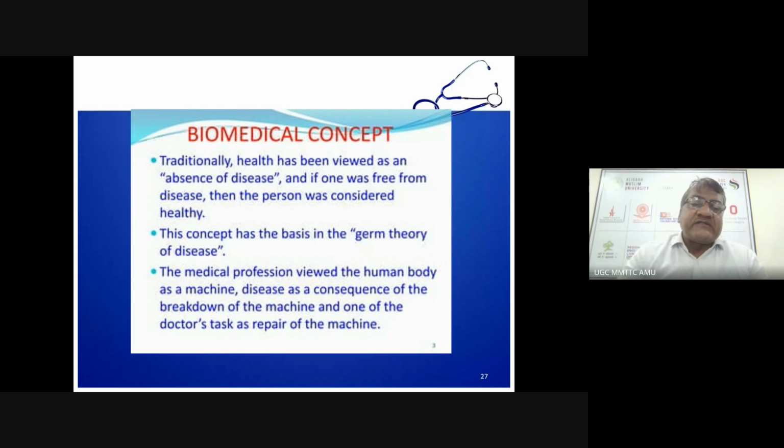Now, the medical profession viewed the human body as a machine, disease as a consequence of the breakdown of the machine, and one of the doctor's tasks as the repair of the machine. So in the medical profession, the human body is a machine, disease is a result of the breakdown of the machine, and one of the doctor's tasks is the repair of the machine.